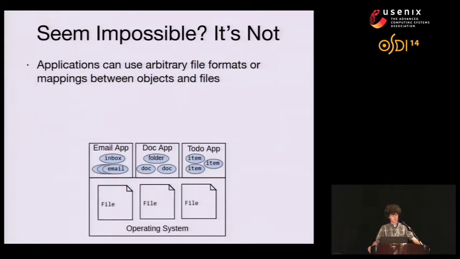So these goals seem impossible to achieve, don't they? And maybe they are in the most general sense. Each application might use an arbitrary file format. It can also map objects to files in many complex ways. One object may span many different files, or the same file may contain many of these high-level objects. So how can the operating system possibly distinguish between these individual objects?